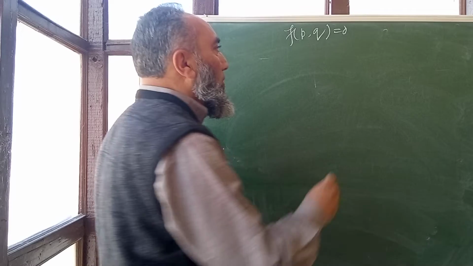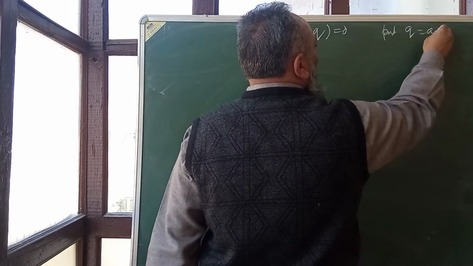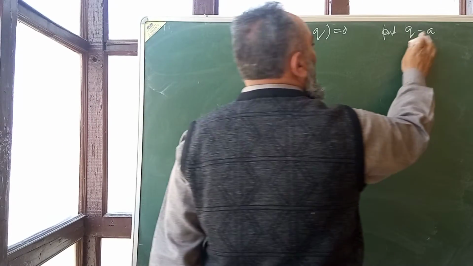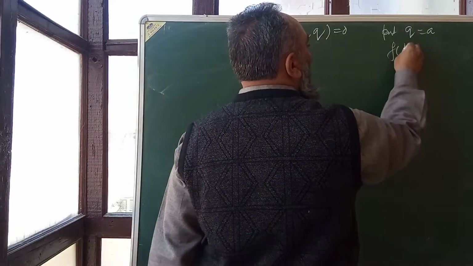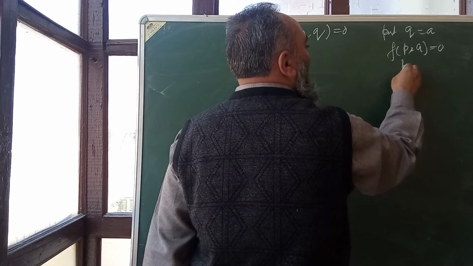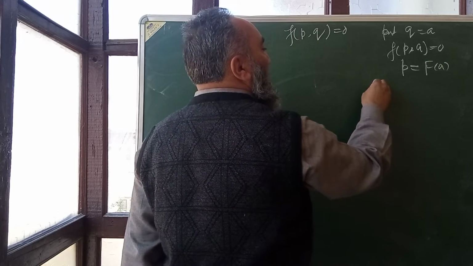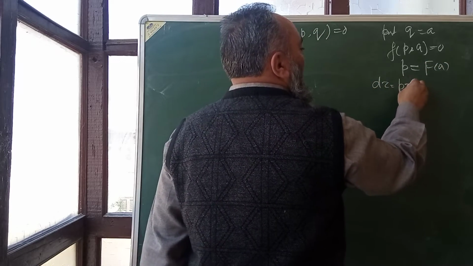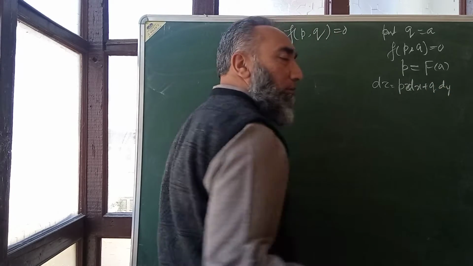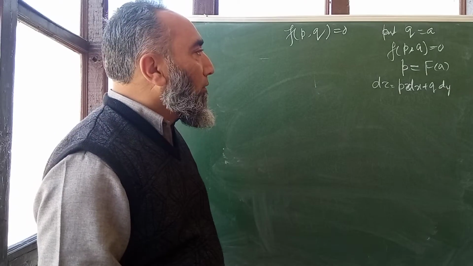Now how to solve such equations? We put q equal to a. You can also put p equal to a, doesn't matter. When you have q equal to a, you will get f of p, a equals 0. This will give us p as a function of a. So again, you use dz equal to p dx plus q dy and solve it. This will contain as many constants as the number of independent variables.